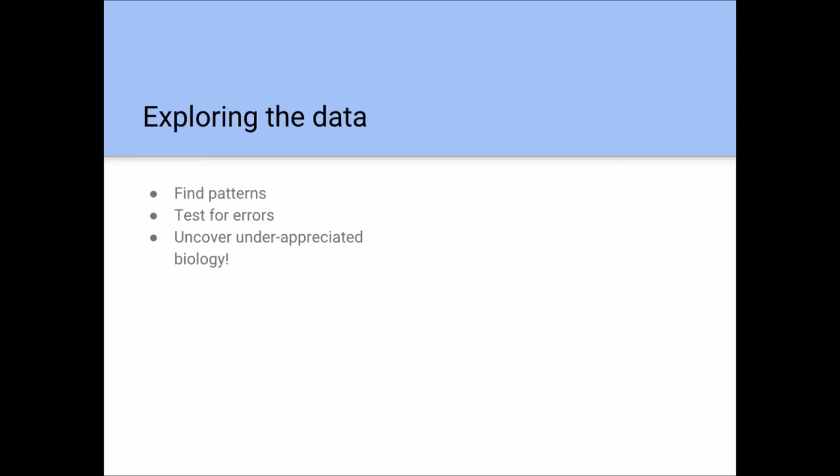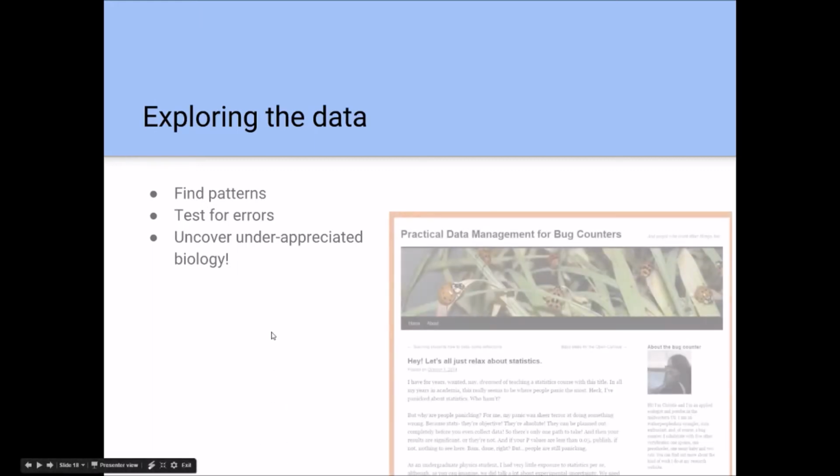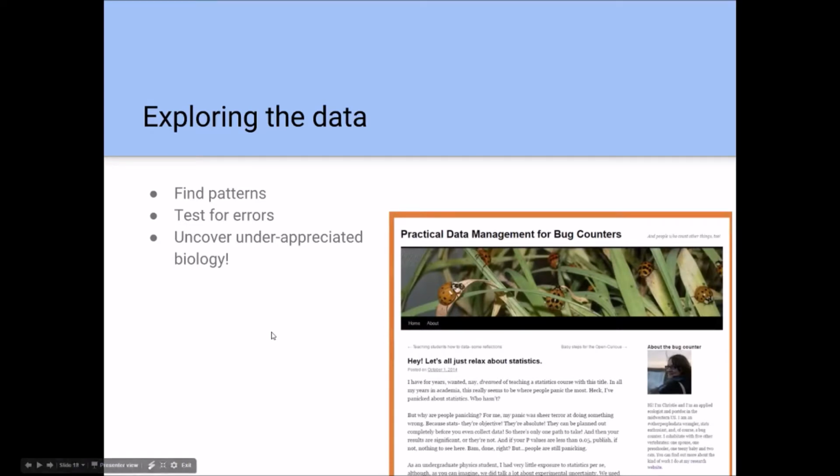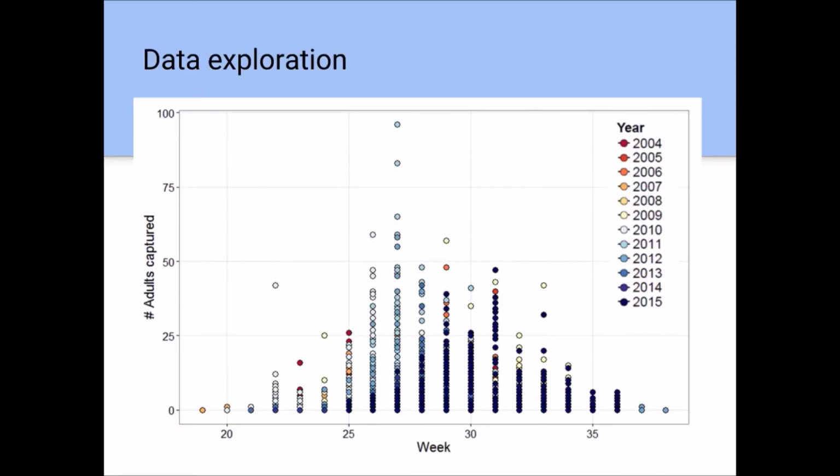So the first thing we did after bringing the data in and cleaning and documenting it is we explored the data. So the idea here is to find patterns, test for errors, and uncover the underappreciated biology within the data. So I wrote a blog post about this, and incidentally, it was my most popular blog post ever. The idea is that we're not using stats to test how good our science is. We're using stats more as we'd use a microscope to try and focus in on the patterns to see what we can see.